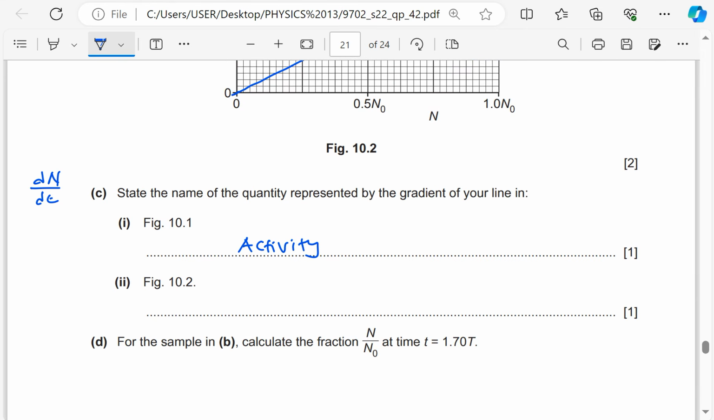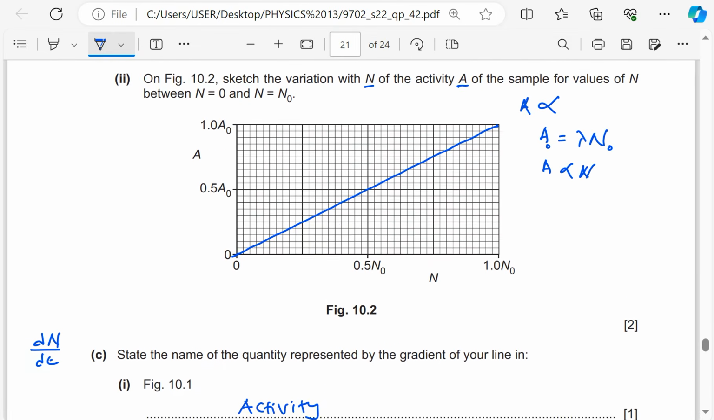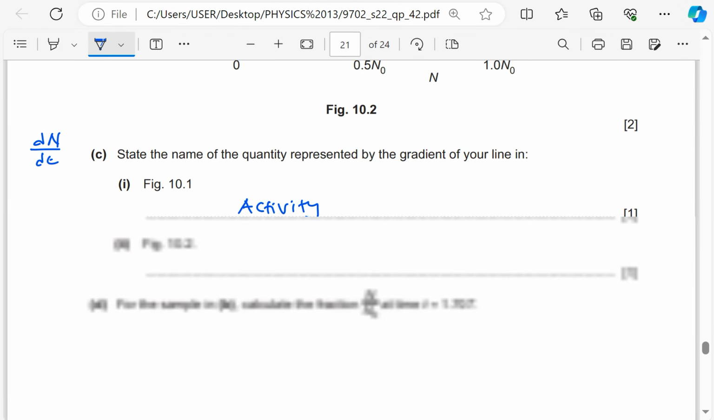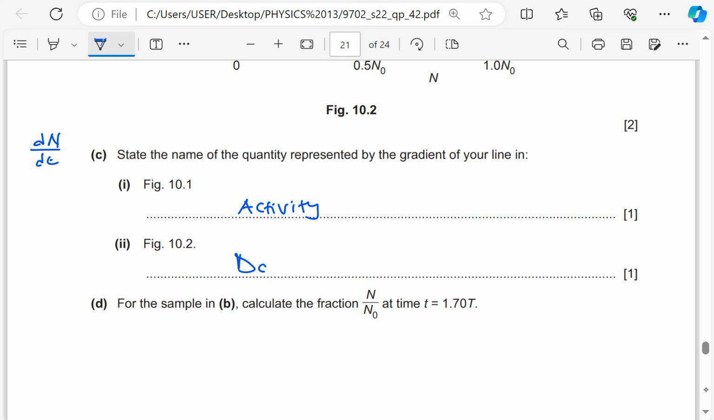Then state the name of the quantity represented by the gradient of your line in 10.2. So remember, activity is equal to lambda times N. When you compare with y equals mx plus c, you notice that if I have activity on the y-axis and N on the x-axis, the gradient is lambda, which is the decay constant.